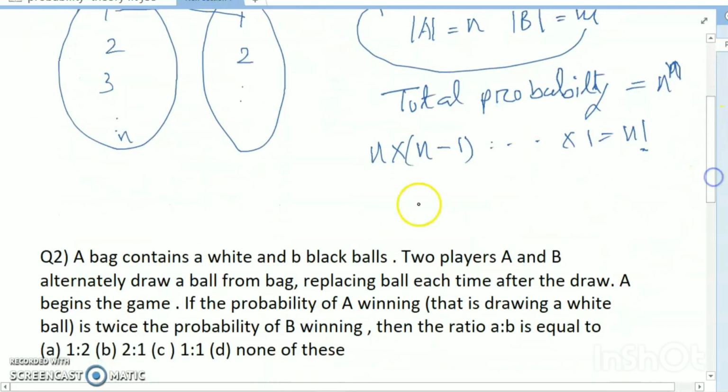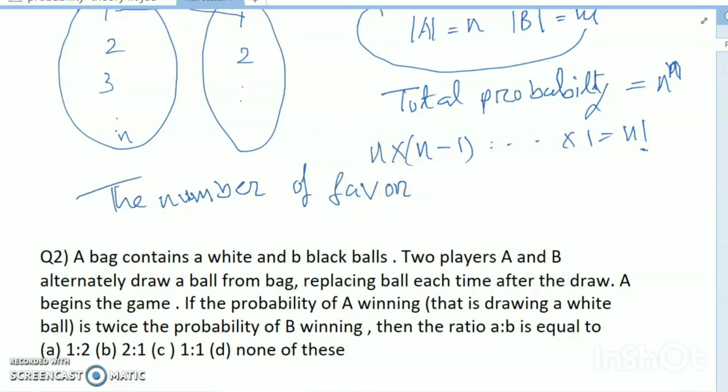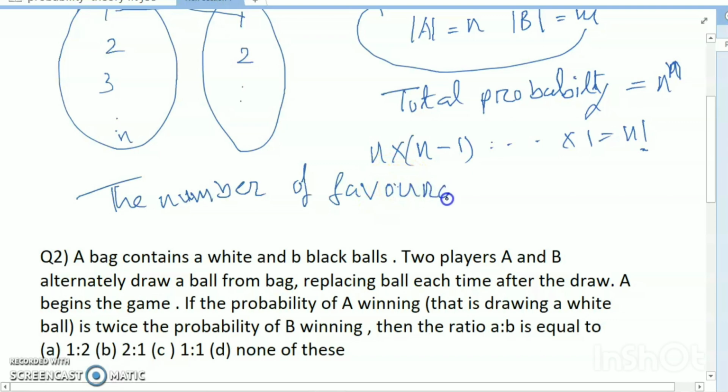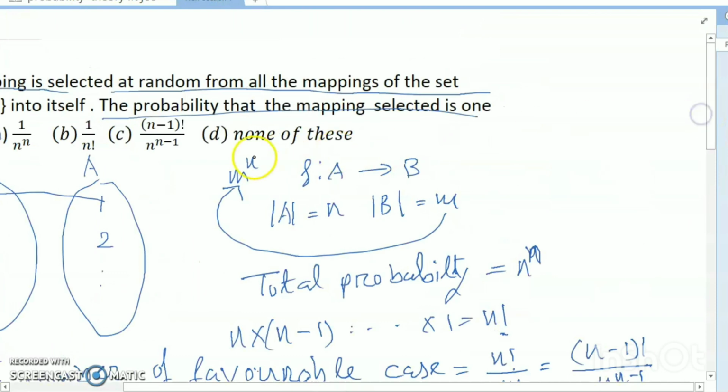So the probability, the number of favorable cases, equals n factorial divided by n to the power n. So we get n minus 1 whole factorial divided by n to the power n minus 1. So this is my answer to this probability question. So option C is correct.